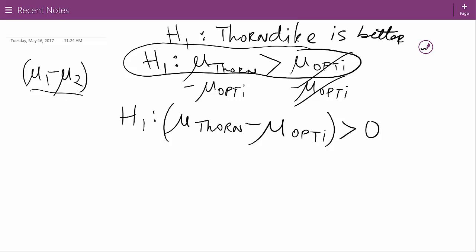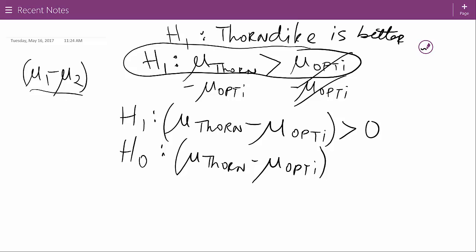So that's my alternative. Therefore, what's my null? H0, that mu for the Thorndike supplier minus the mu for the OptiView supplier is less than or equal to 0, right? It's going to be the opposite of my alternative. I keep writing the number 6, somewhat stylized and ugly, but number 6. Okay, that's what I'm testing, right?